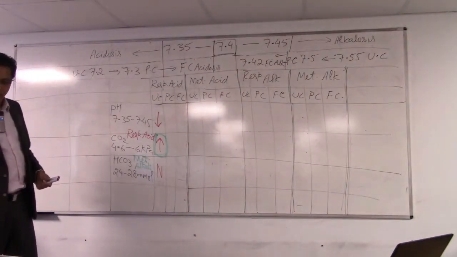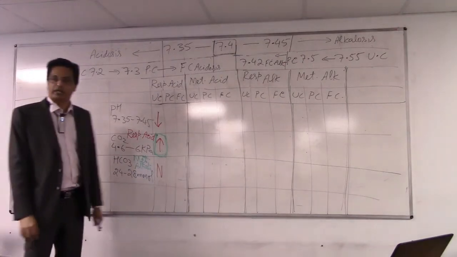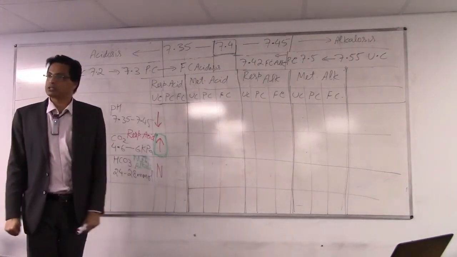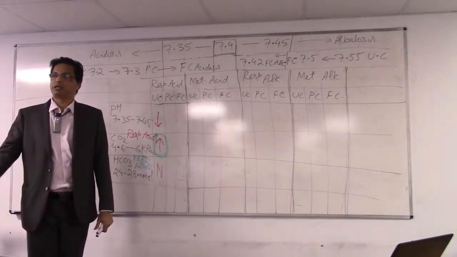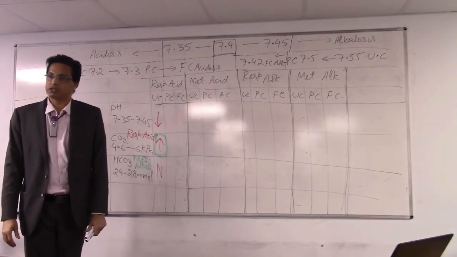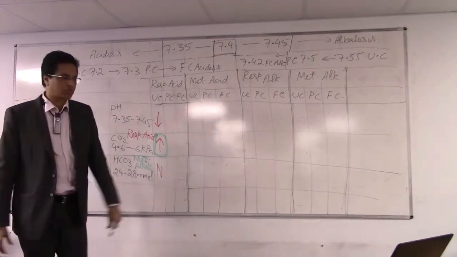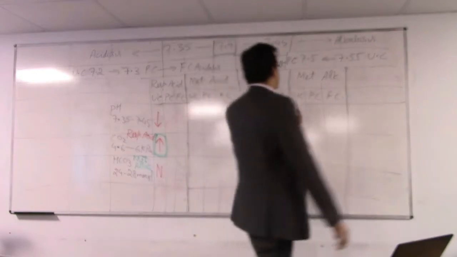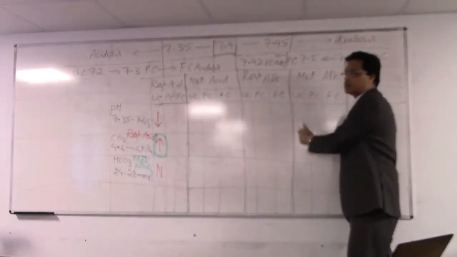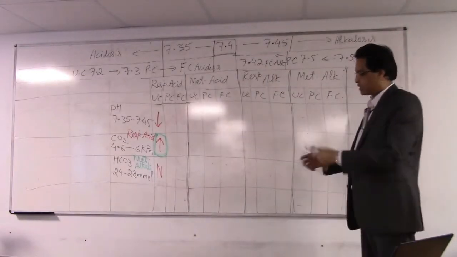So that means if the bicarbonate is raised in the body, what is that? Acidosis or alkalosis? Alkalosis. Will it be metabolic alkalosis or respiratory alkalosis? Metabolic alkalosis. So now you put the blood picture in the metabolic alkalosis uncompensated box. Put the arrows there.